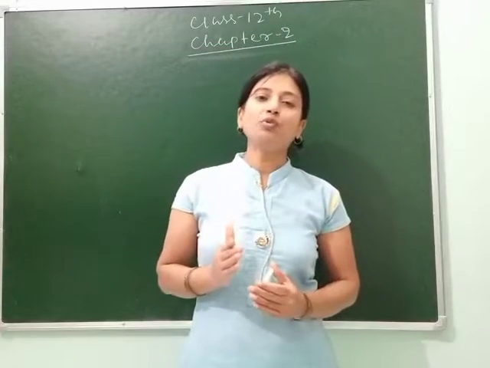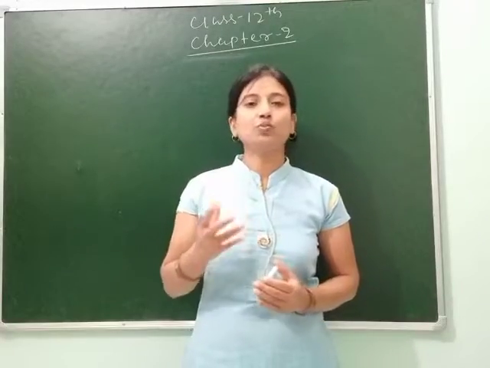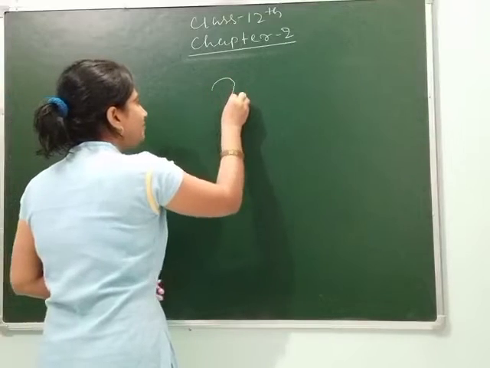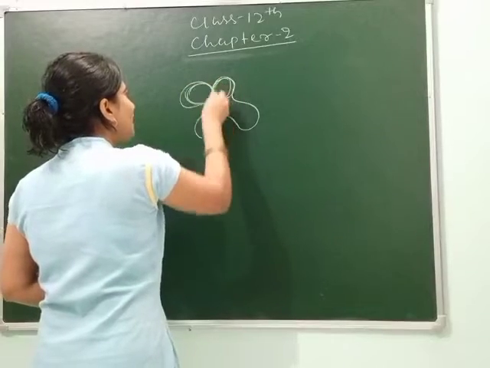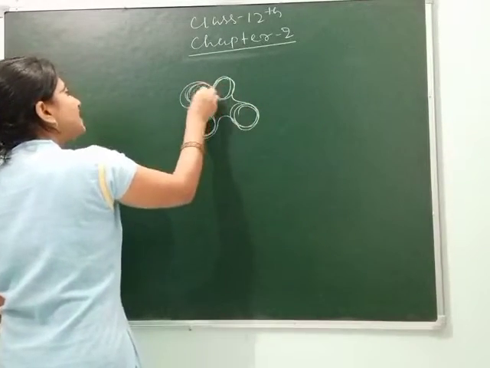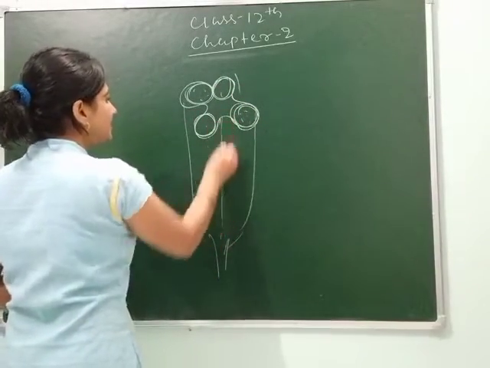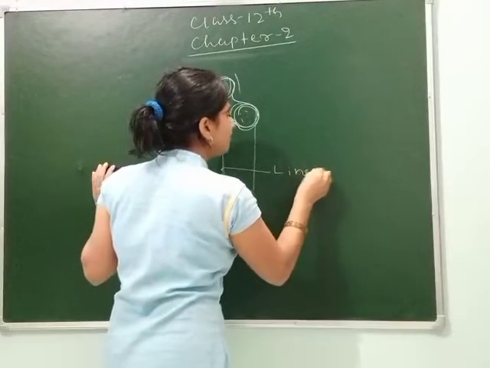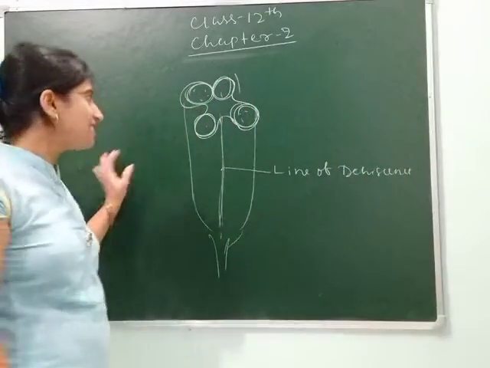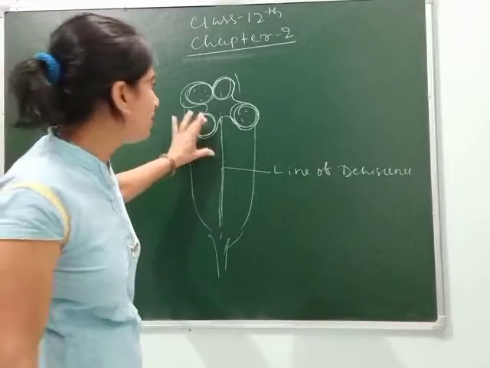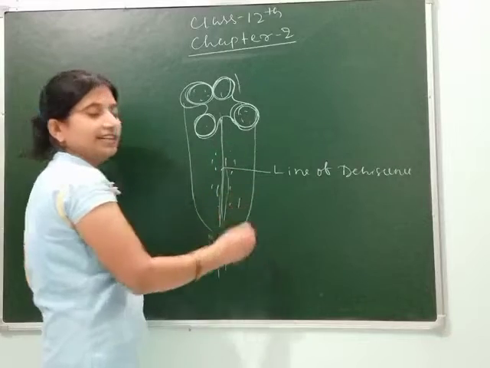In my last class, I told about the process of microsporogenesis, in which we see how the microspore tetrad is formed. So, recall the diagram: this is the microsporangium, inside which pollen grains are formed. After the maturation of pollen grains, here is the line of dehiscence. It means when the pollen grains inside this microsporangium get matured, the line of dehiscence ruptures and the pollen grains come outside. Clear?